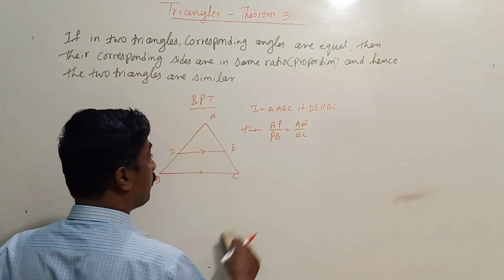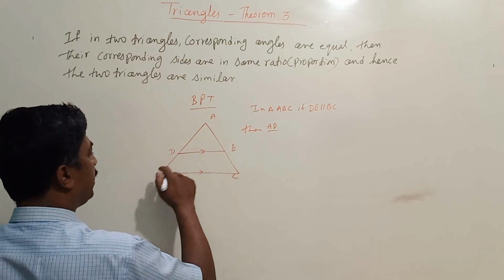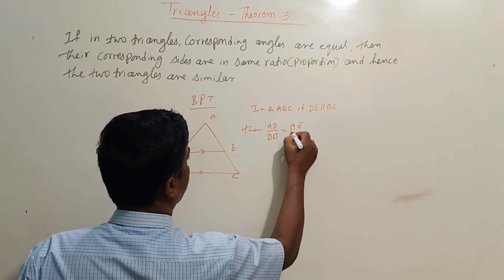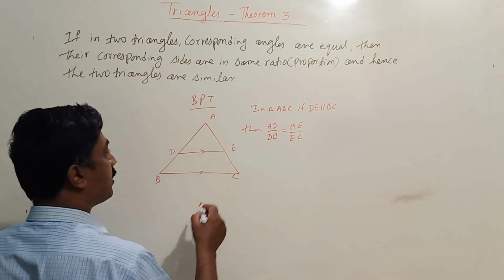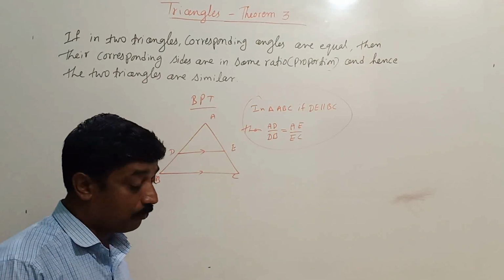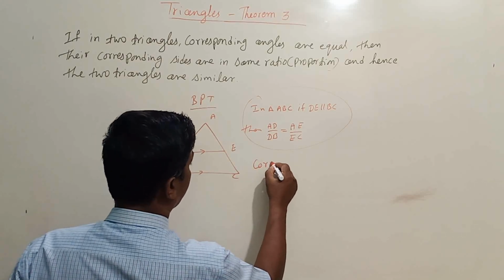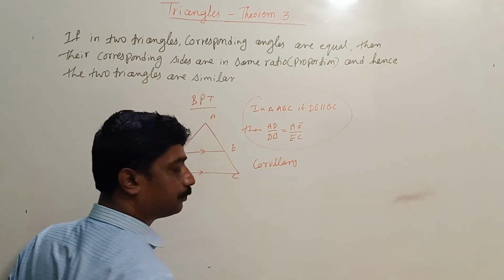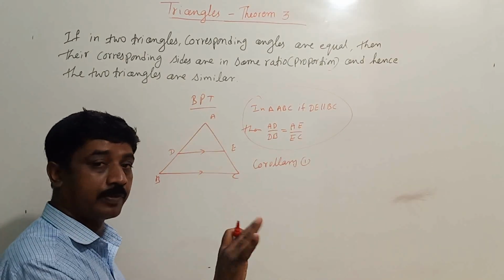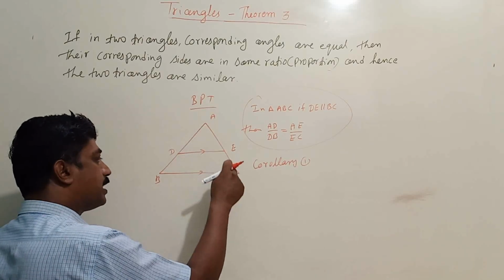Then what am I going to write here? AD by DB is equal to AE by EC. Understand here? So this is the basic proportionality theorem. Now, when I was teaching you this BPT, I told you about corollaries also. The corollary one is that this is BPT, all right. What is BPT? AD by DB is equal to AE by EC.